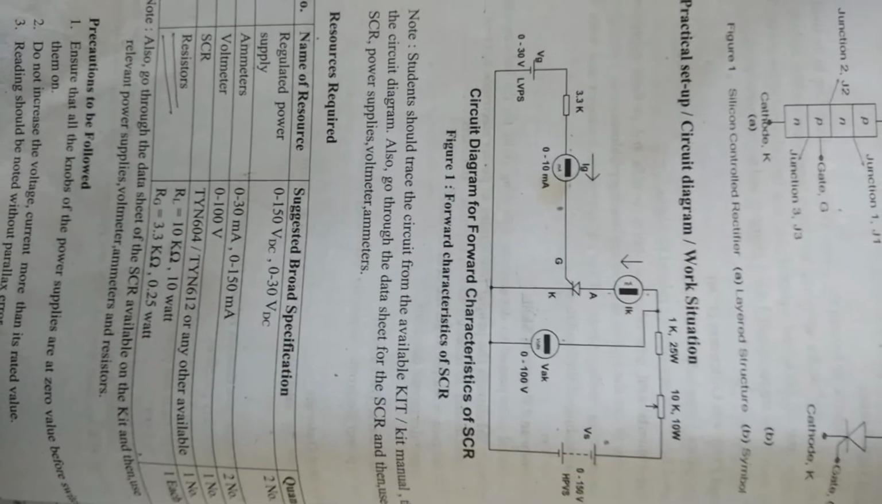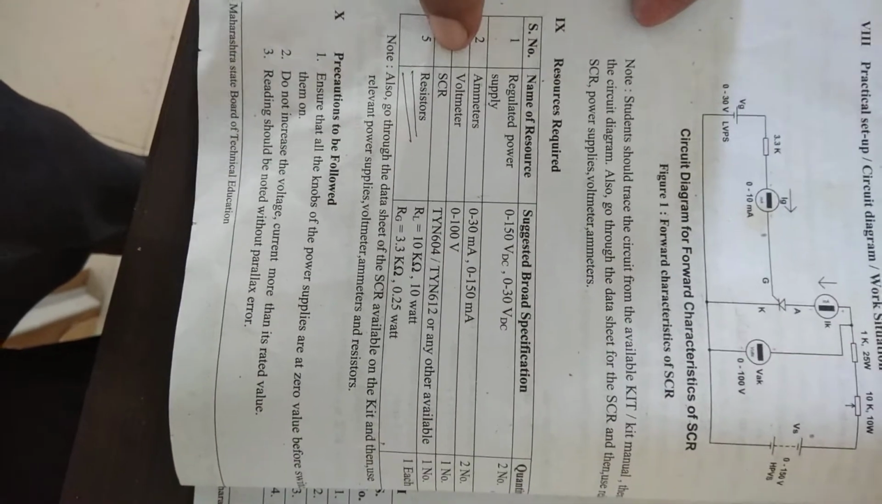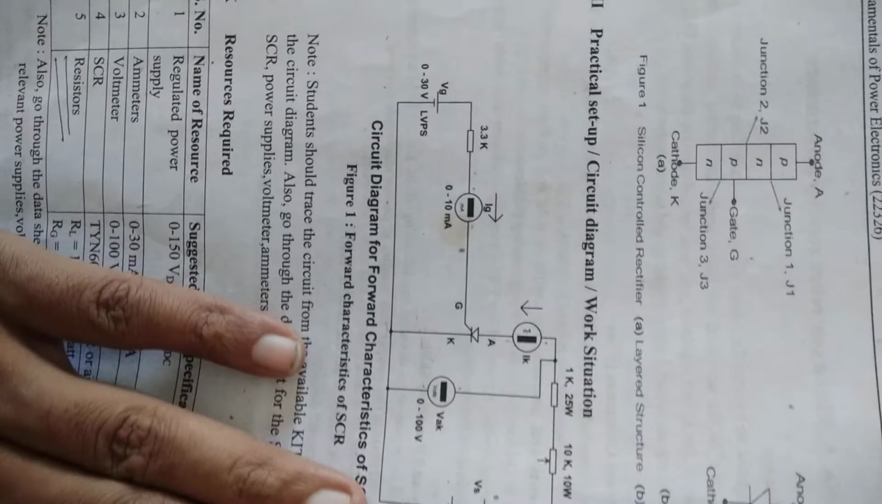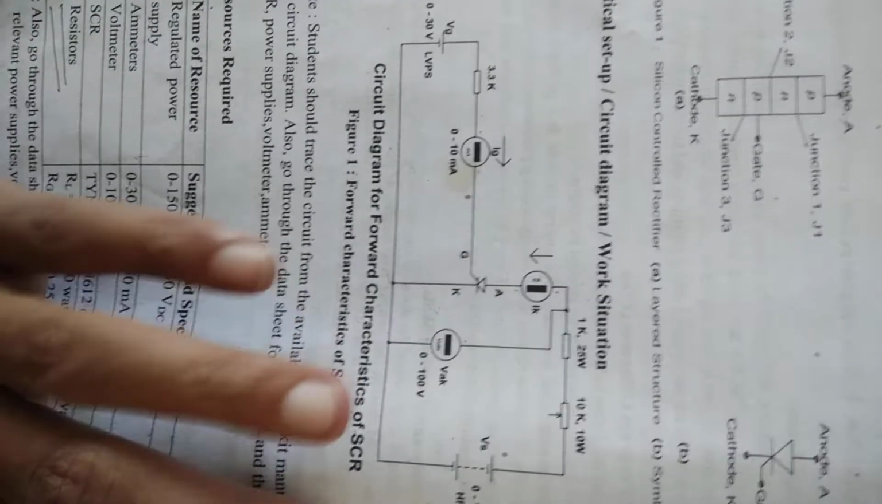Hello, in this practical activity we have to study SCR performance. This is a sample circuit diagram for SCR characteristics, and for this experiment, we require a power supply, ammeter, voltmeter, SCR and different resistors. Now this is a sample circuit. This is a sample circuit, actual kit.